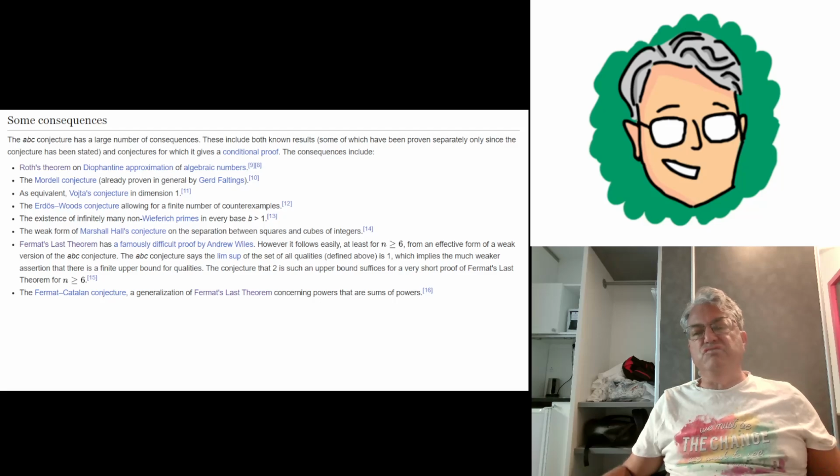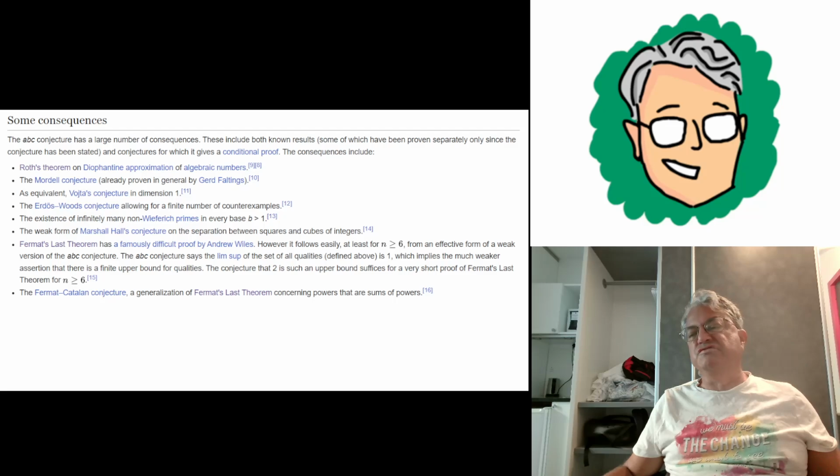And then there's also something called the Mordell conjecture. This has actually been proven in 1985, I guess the same year as the ABC conjecture was formulated, but it wasn't proven using the ABC conjecture. But anyway, that's another important mathematical result. And then there's also Vojta's conjecture in dimension 1, and I believe this is a consequence of Mordell's conjecture. This is also known. And then there's the Lang-Waldschmidt conjecture, for a finite number of counterexamples, that would also follow. And it would also follow that there's infinitely many non-Wieferich primes in every base.